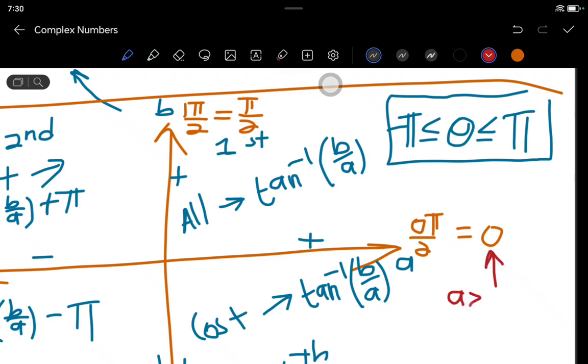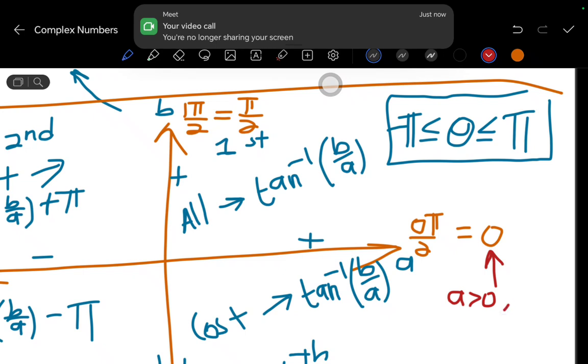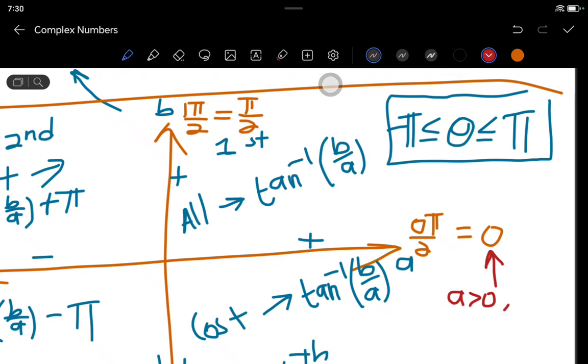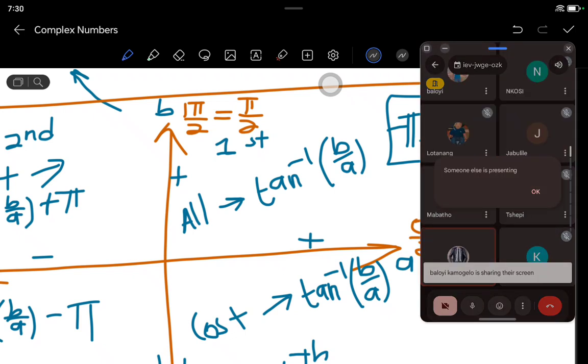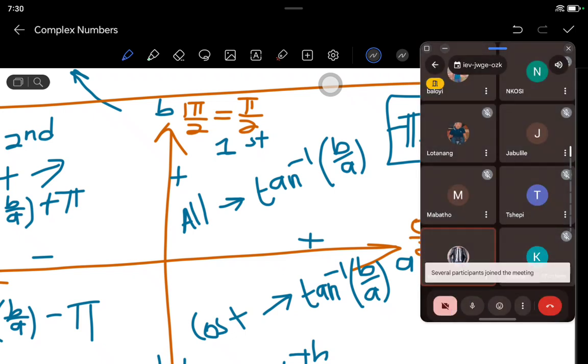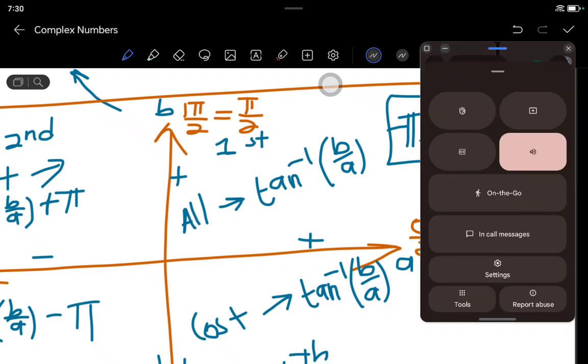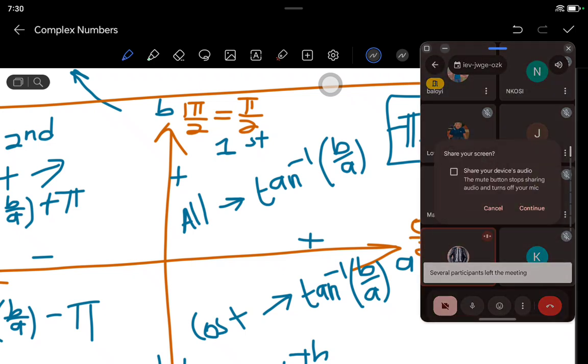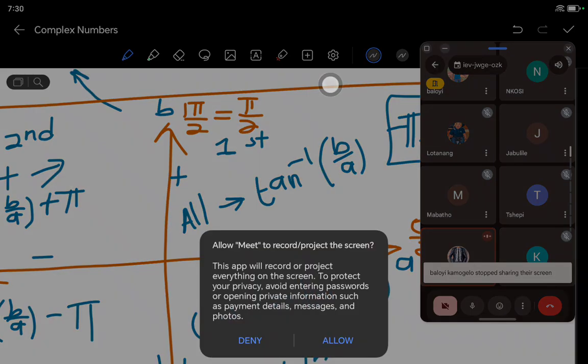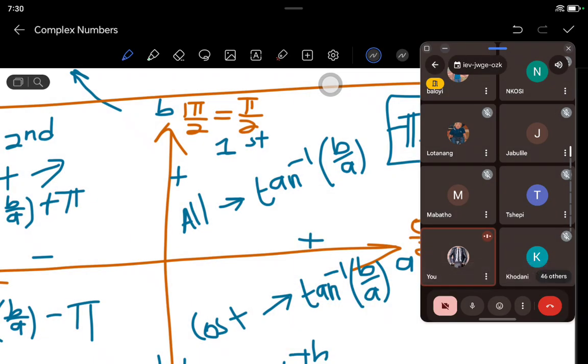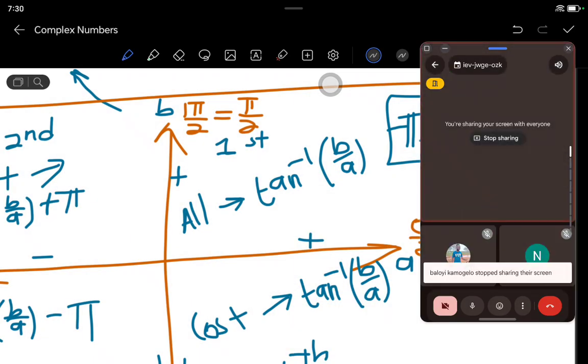If A is greater than 0, then you're no longer sharing your screen. Guys, let's not share our screens, right? So I think someone shared their screen, then I got knocked out on my side. Can you guys see my screen?